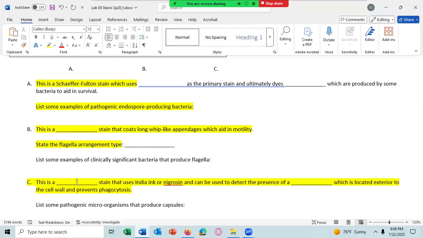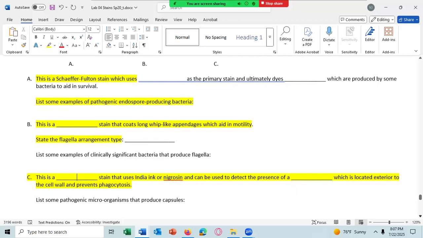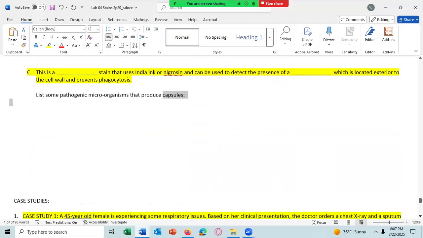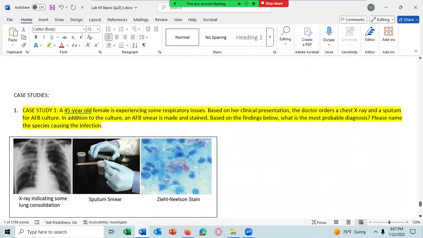And then list the structure of the cell in 2C2, procedure 5, number 2, C2, which is located exterior to the cell wall and prevents phagocytosis. And then for 2C3, list some pathogenic microorganisms that produce a capsule. And that you can find in the lab module. Any questions about any of those questions?